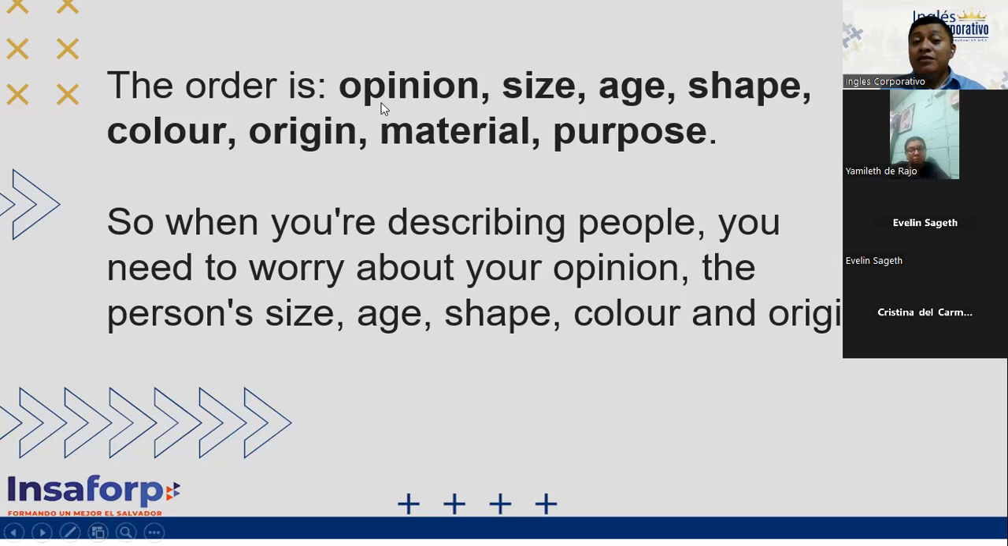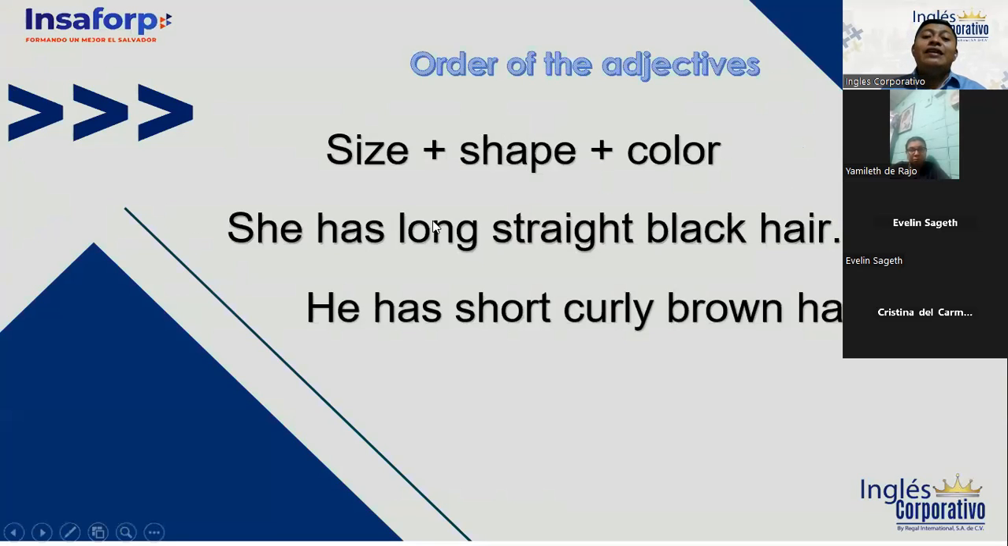We need opinion, size, age, shape, color, origin, material, and purpose. En este orden van a ir en una oración. When describing people, you need to worry about your opinion, the person's size, age, shape, color, and origin. So look at this sentence.